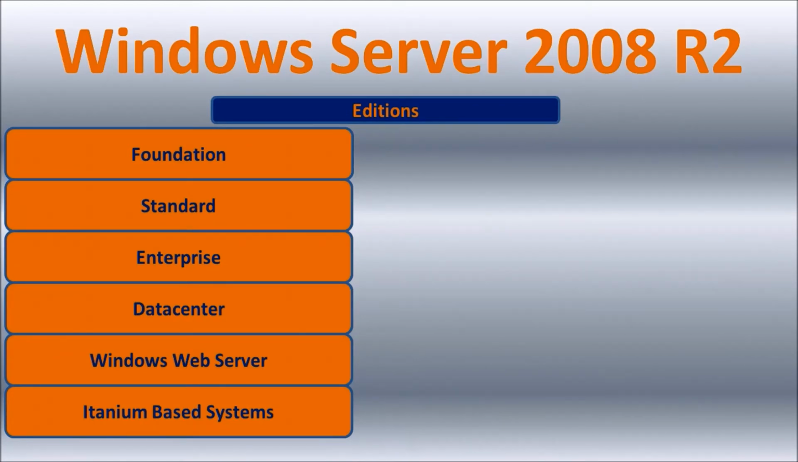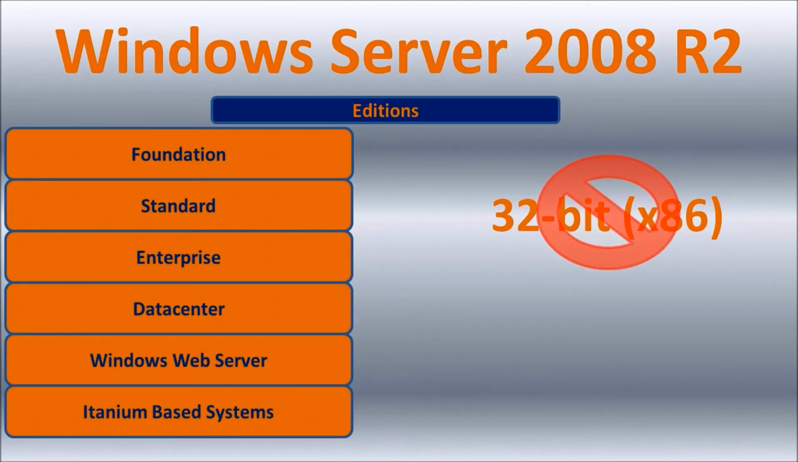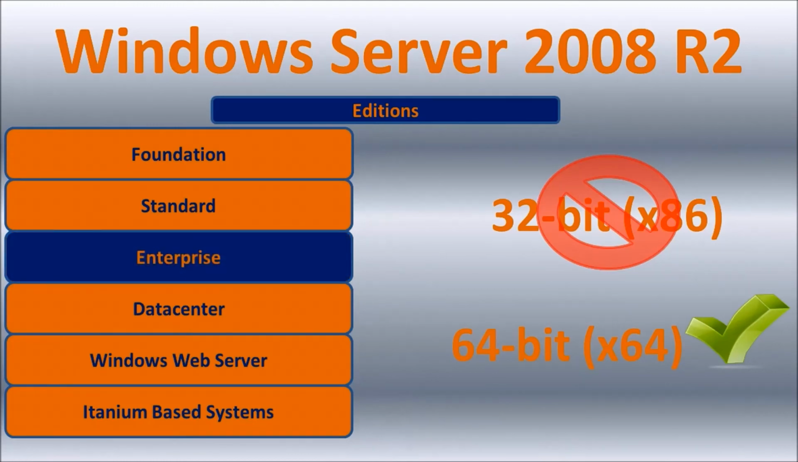The one thing that all of these editions have in common is the fact that we used to be able to choose a 32-bit version of the operating system. Not anymore. We don't have that option. Windows 2008 R2 only comes in 64-bit. In this class, we're going to be focusing mainly on the Enterprise edition of Server 2008 R2. In the next video, we are going to be having a look at installing the operating system and working with a few things after it's installed.